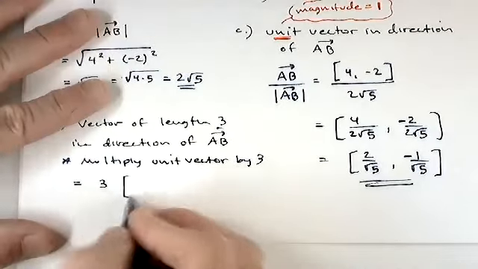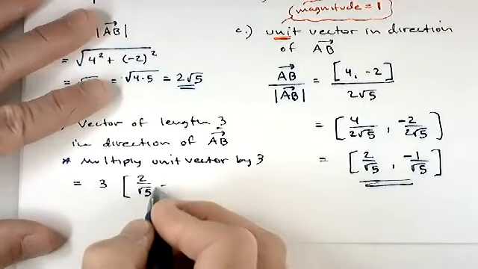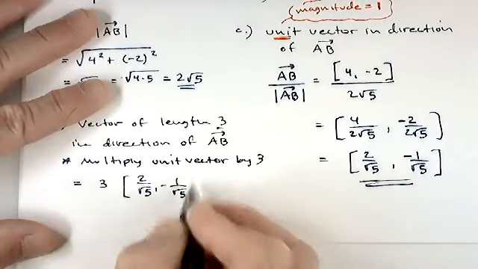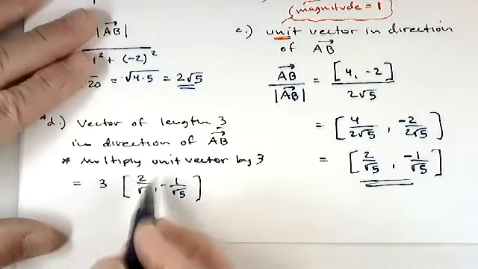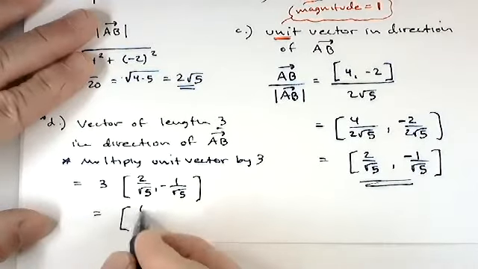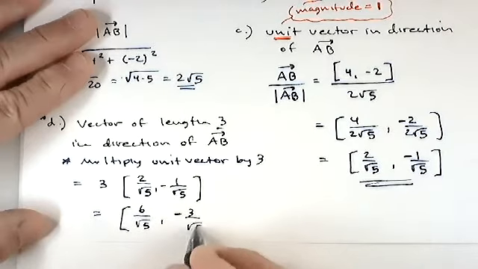So it's 3 times 2 over root 5, negative 1 over root 5. And with constants, as you've talked about in class, you can literally just distribute it. So it's going to be 6 over root 5, negative 3 over root 5.